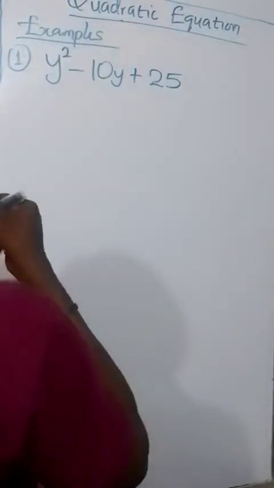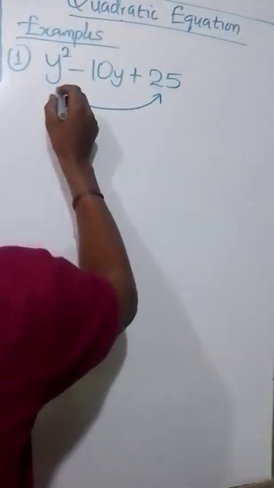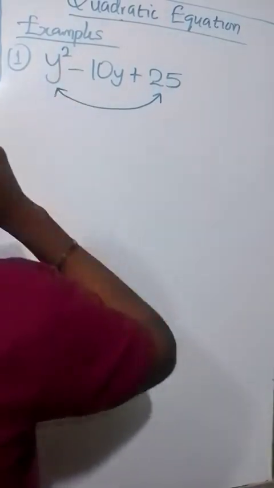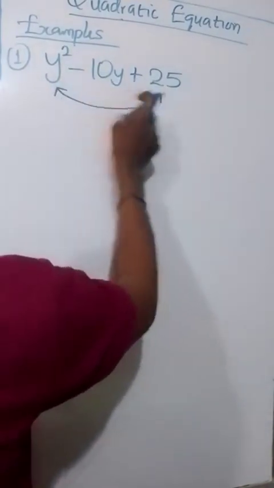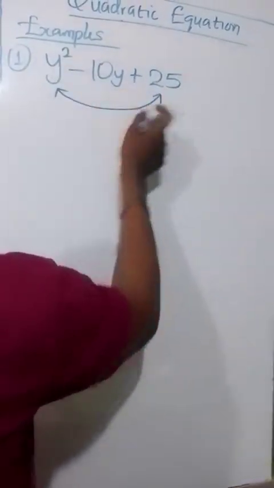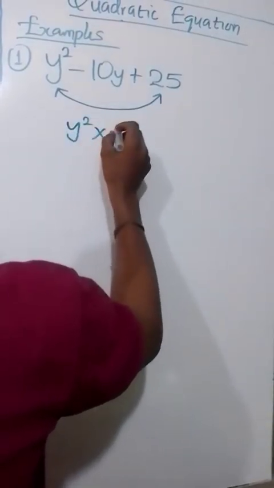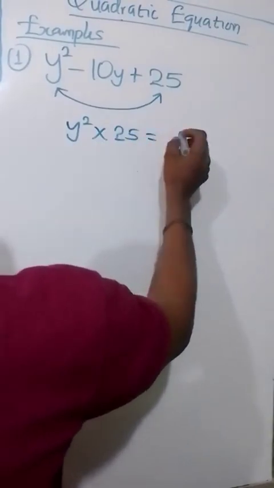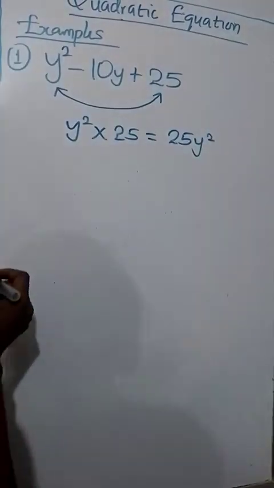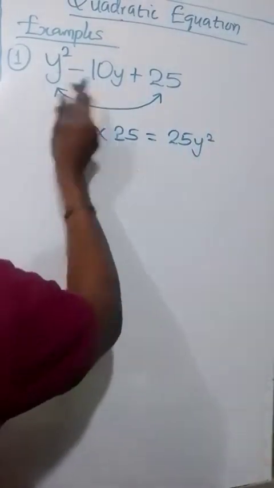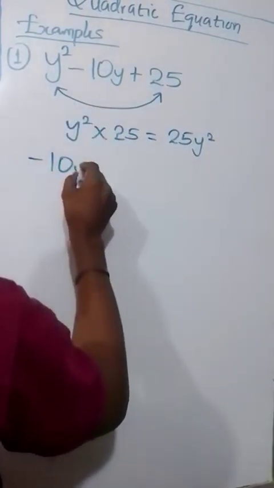So the first thing we do is we multiply the variable with the square times the coefficient. That is y squared times 25. So y squared multiplied by 25, so we have 25y squared. Then you bring our minus 10y down here.